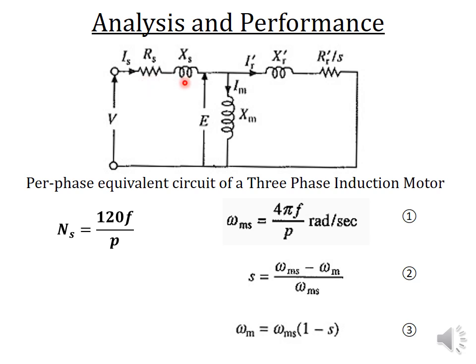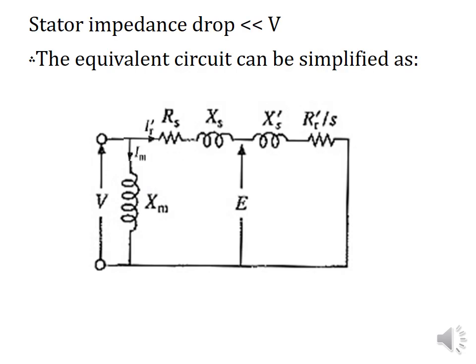So we are going to neglect it. By neglecting this, we can shift this towards left. It will be like this. So since the stator impedance drop is very much less than the applied voltage V, the equivalent circuit can be simplified as this. So the reactance Xm is shifted towards left. This makes a much simpler form of the per-phase equivalent circuit. Now we will have the analysis.